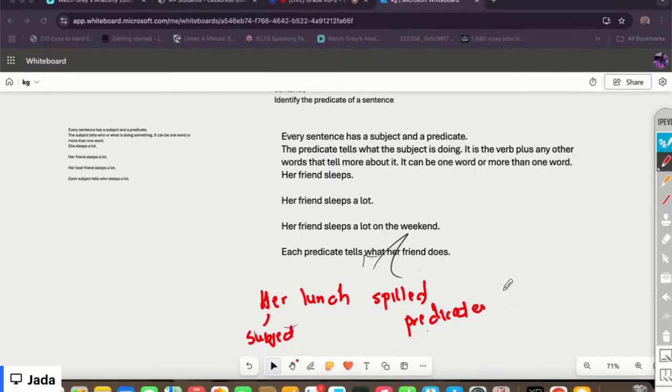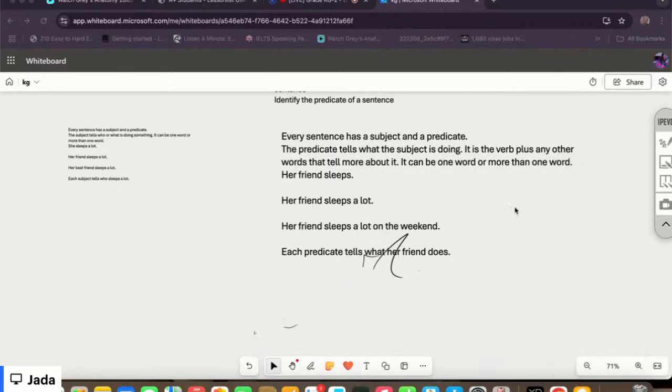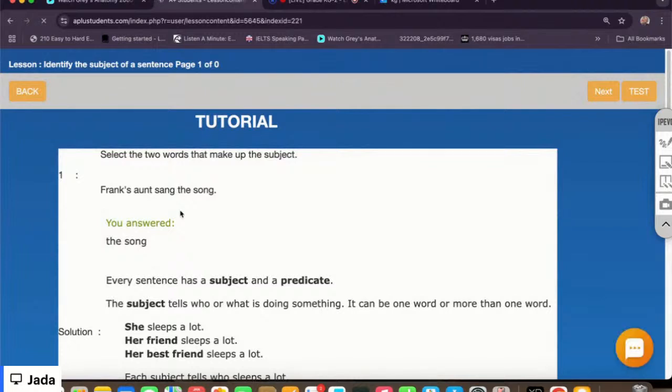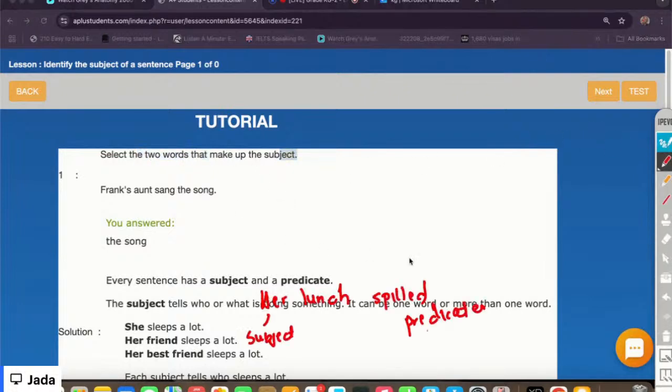Her friend sleeps a lot. Correct. So her friend sleeps a lot also is a good example, because if I ask you, oh, what is the friend doing? You say the friend is sleeping a lot. So her friend there is the subject, and sleeps a lot there is what? The predicate. Okay, so let's look at some examples. We have: select the two words that make up the subject.